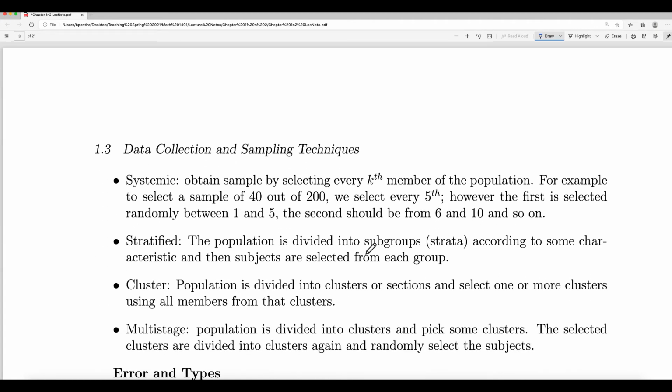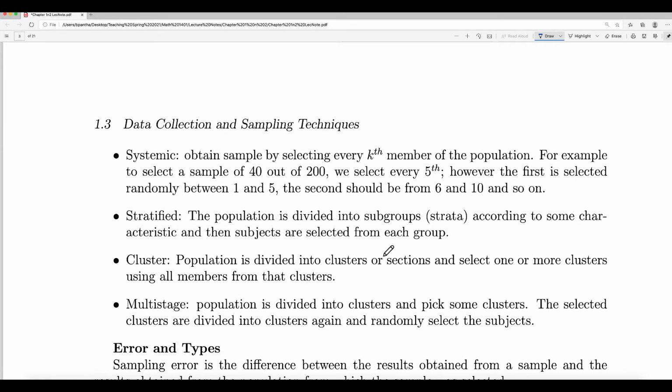Another is called systematic sampling, where the sample is obtained by selecting every kth member of the population, meaning you assign a number to each individual of the population, and then you pick like the 5th, 10th, 15th, 20th, those numbers only. For example, to select a sample of 40 out of 200, we select every 5th. However, the first is selected randomly between 1 and 5. The second is selected randomly between 6 and 10, and so on. That is called systematic sampling.